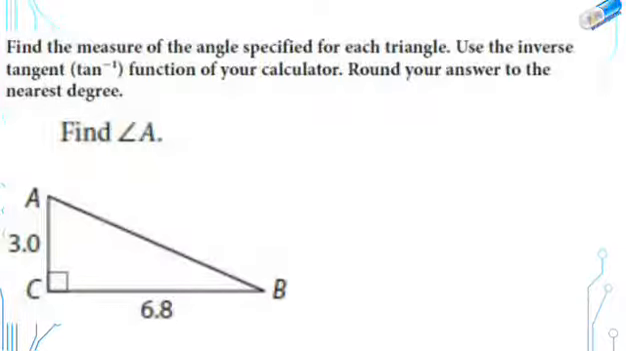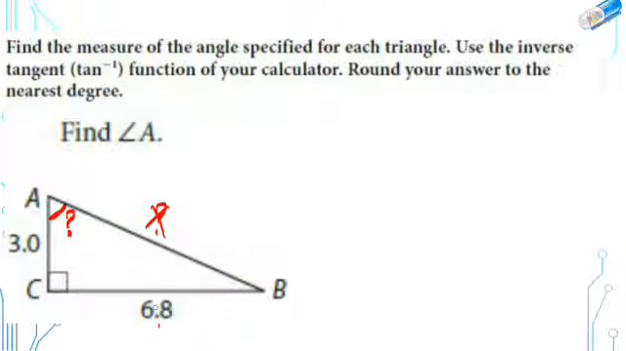Find the measure of the angle specified for each triangle. Use the inverse tangent or tan inverse function of your calculator. Round your answer to the nearest degree. Here you are given a right angle triangle, and you are given the adjacent of A and the opposite of A. The hypotenuse is not known, no problem, but the unknown here is to find A. To get A, we will use the relation: what function relates the adjacent with the opposite?